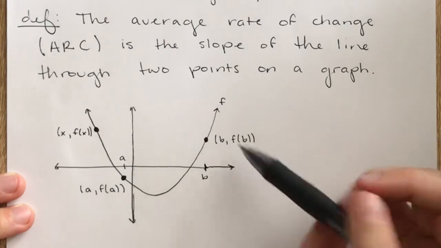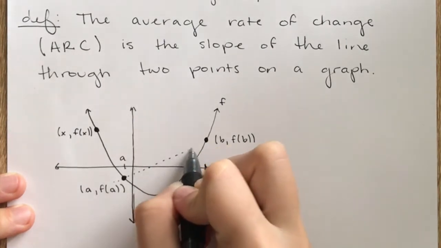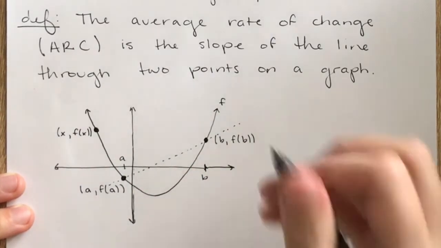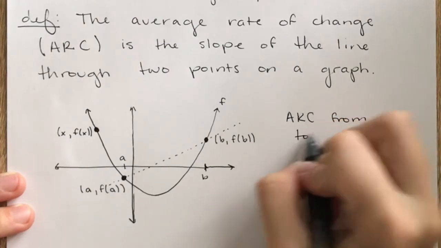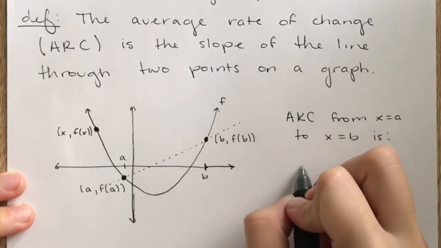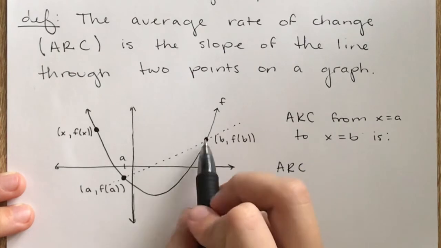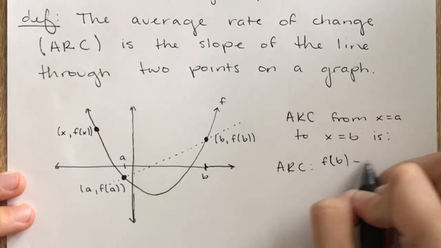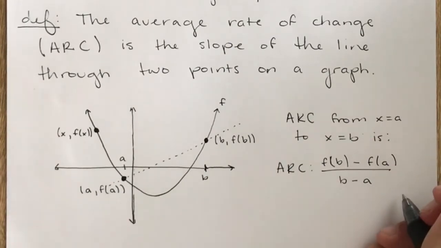Knowing that our average rate of change is the slope of the line running through these 2 points, how can we calculate this slope? The average rate of change from x equals a to x equals b is, well, remember the slope of a line is the difference in y values divided by the difference in x values. So here we have f of b minus f of a over the difference in x values, which is b minus a. That's it. That's our average rate of change formula.